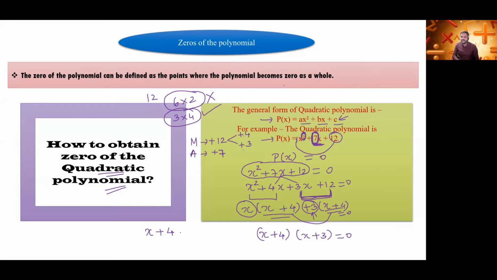So I will equate the first bracket x plus 4 is equal to 0, and the second, x plus 3 is equal to 0. So from here I will get x is equal to -4, and from here x is equal to -3. These are nothing but the zeros of this polynomial. Is it clear to everyone? As it is a quadratic polynomial, we will get 2 zeros here. Because the degree of this polynomial is 2, we get 2 zeros. In the previous case, it was a linear polynomial, so there we got only 1 zero.